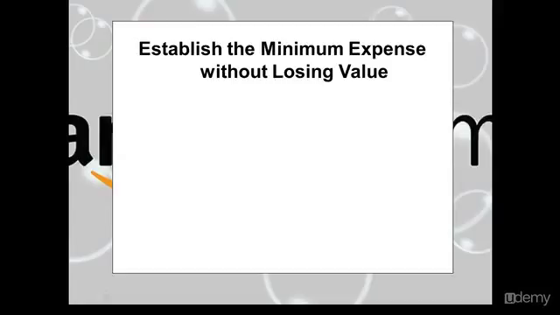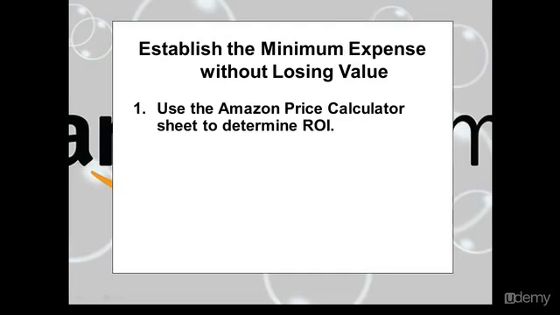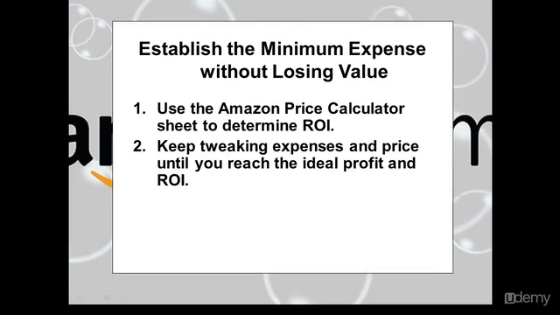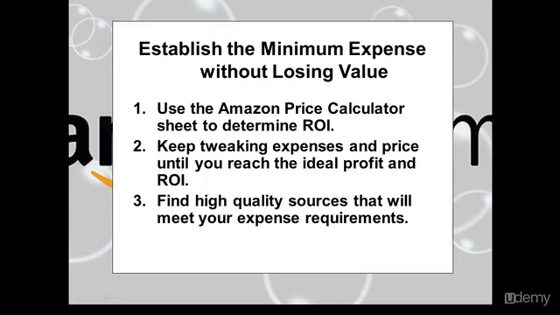How can we establish the minimum amount of expense without losing value to the customer? That's what we're going to go through in the next video: how to use what I call the Amazon Price Calculator sheet, an Excel sheet that I put together to determine your return on investment. Then you can keep tweaking the expenses and the price until you reach the ideal profit point that you want for yourself, and the ideal return on investment, or ROI. After that, you know exactly how much money you're able to spend on expenses. Then you can go out and find your high quality sources that'll meet your expense requirements.